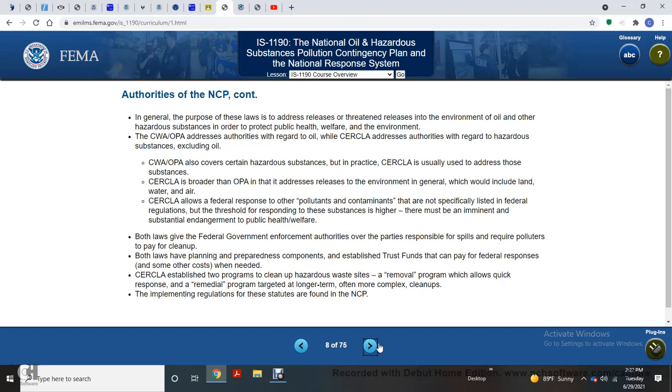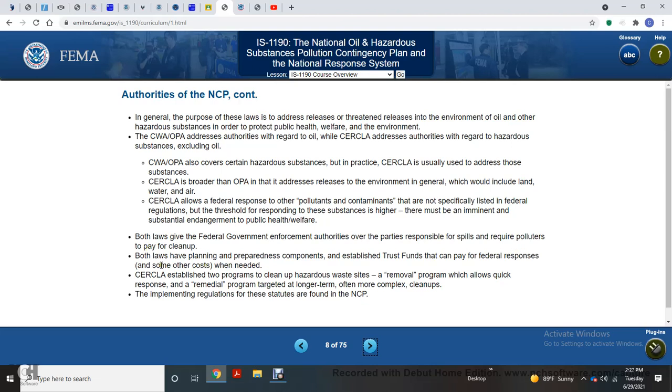CERCLA is broadened by the Oil Pollution Act and addresses relief of the environment in general, which would be land, water, and air. CERCLA allows for federal response to other pollutants and contaminants that are not specifically listed in federal regulations, but to respond to those substances, there must be an imminent and substantial endangerment to public health and welfare. Both laws give the federal government enforcement authorities over parties responsible for spills and require polluters to pay for cleanup. Both laws have planning and preparedness components and establish trust funds that can pay for the federal response and some other costs when needed.